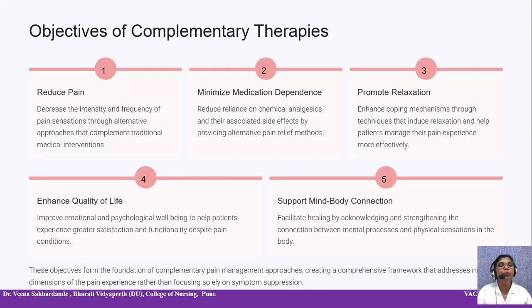First, an important objective is to reduce pain. Second, to minimize medication dependency. Third, promote relaxation. Fourth, enhance or improve the quality of life. And fifth, support the mind-body connection. So these are the five objectives of complementary therapy under pain management.